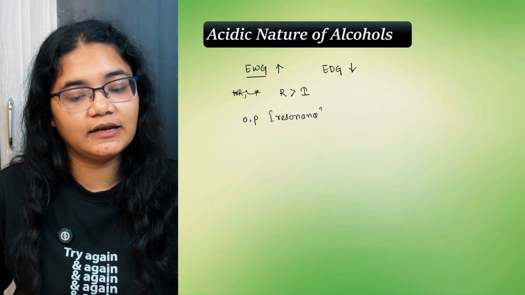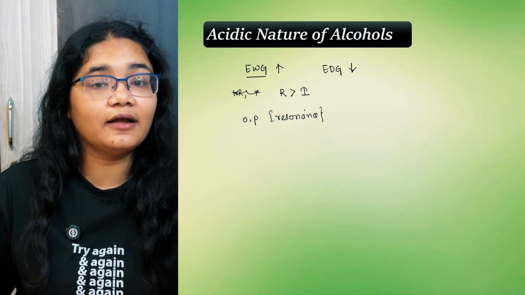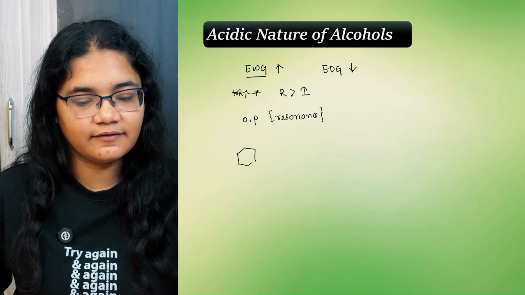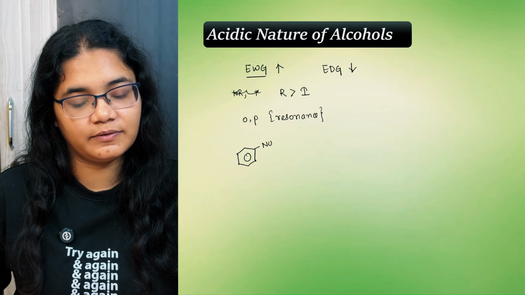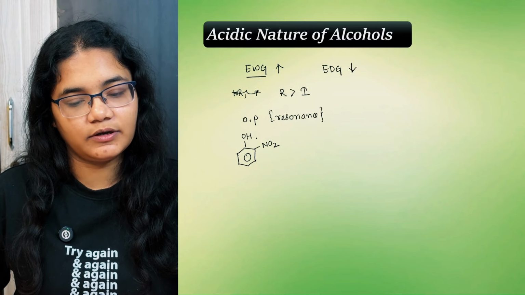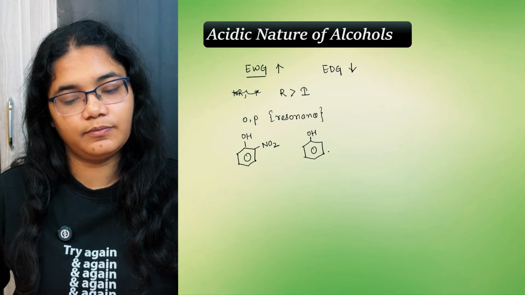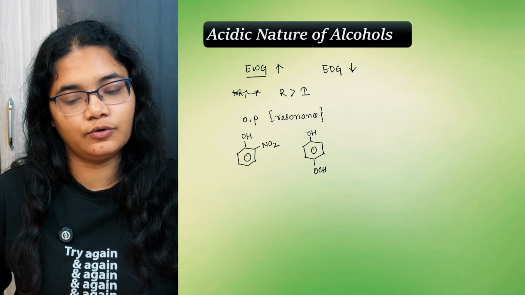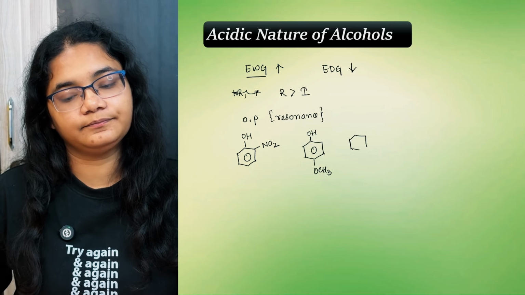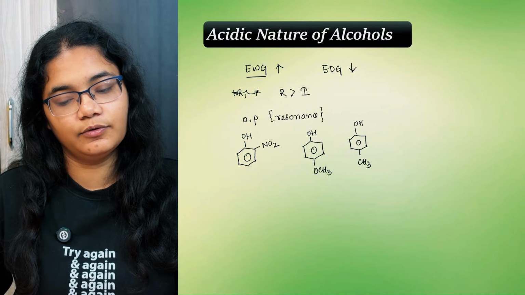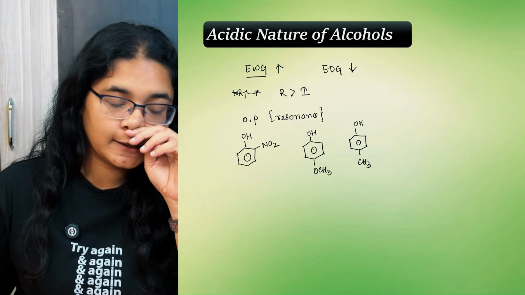If they are present in meta position, then only inductive effect is calculated. Okay, so I'll give you an example. Suppose I have an example like this: NO2 group is present and I have phenol here, and you have OH group, and you have OCH3 group, and you have OH, and you have CH3 group. Okay, you have to arrange it in the acidity order.